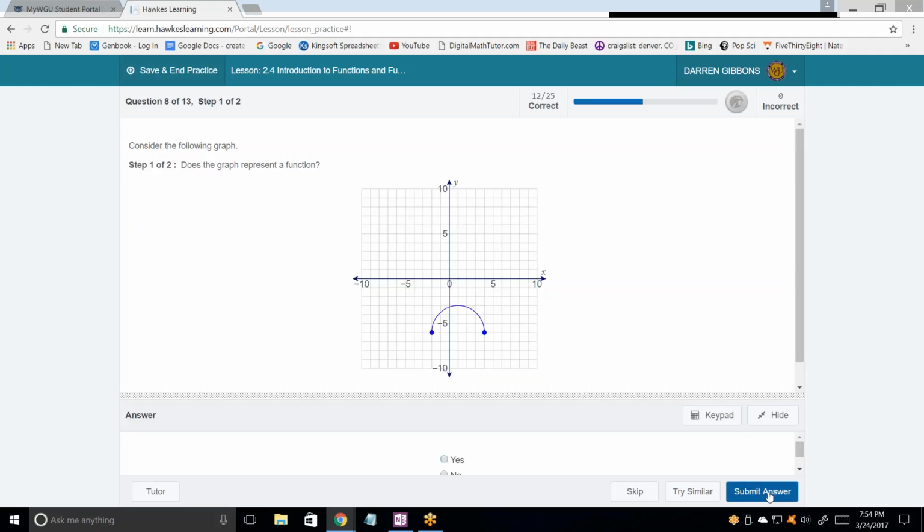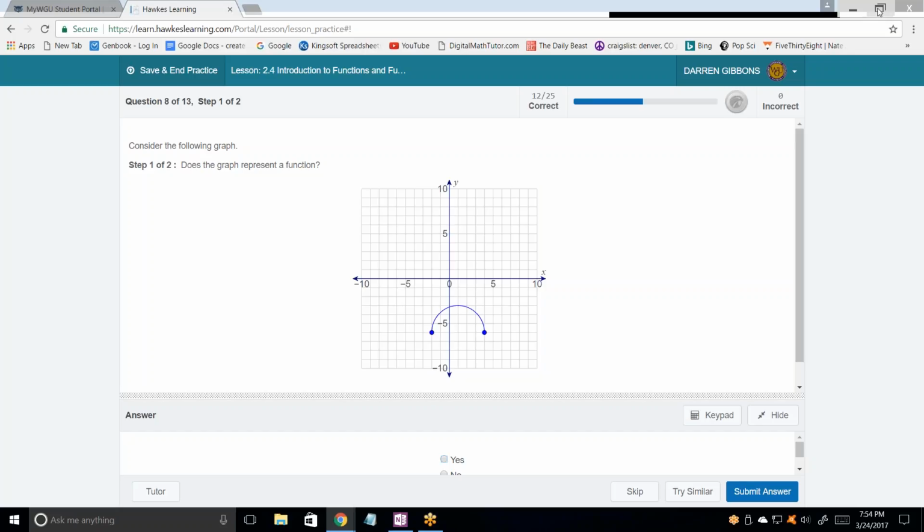Does this graph represent a function? Yes, it does. In other words, it passes the vertical line test. These closed dots here, what they mean is if it's a closed dot, then x is allowed to be -2. And x is also allowed to be 4.